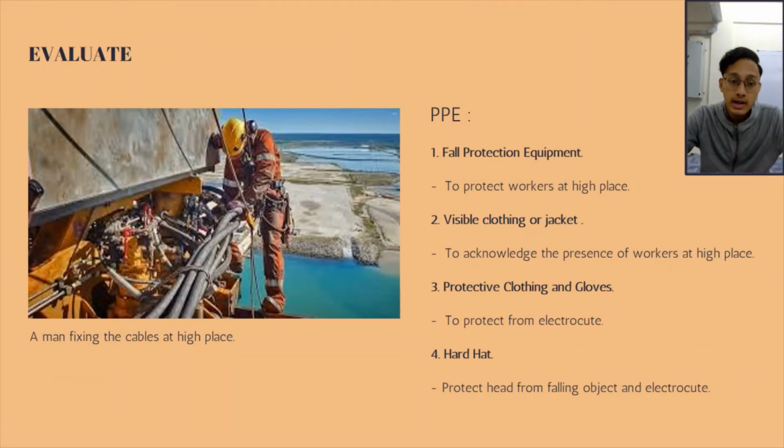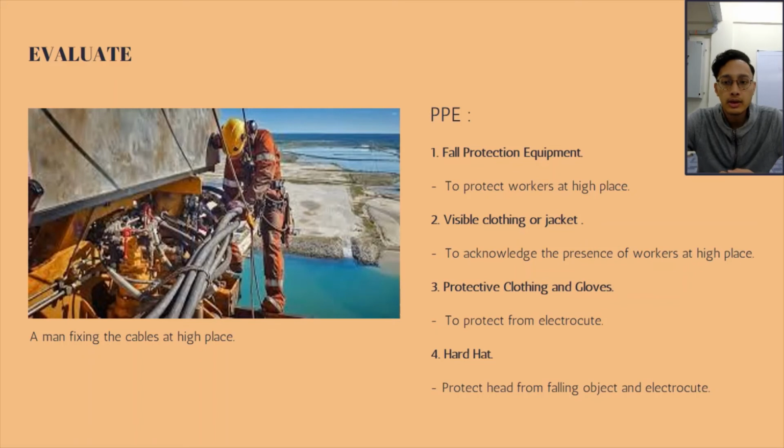Okay, so the next situation is a man fixing cables at a high place. Once you are entering or doing work at a high place, the first and foremost important PPE is fall protection equipment. The fall protection equipment is used to protect the workers at a high place. And the second PPE we need to have is visible clothing or jacket, because it is used to acknowledge the presence of workers at a high place. It also protects.